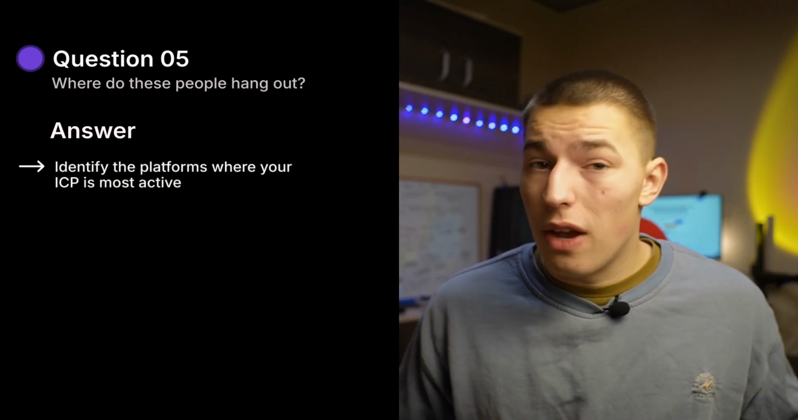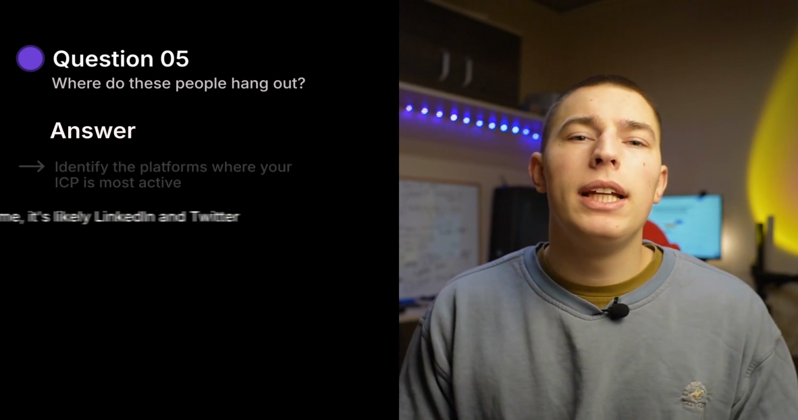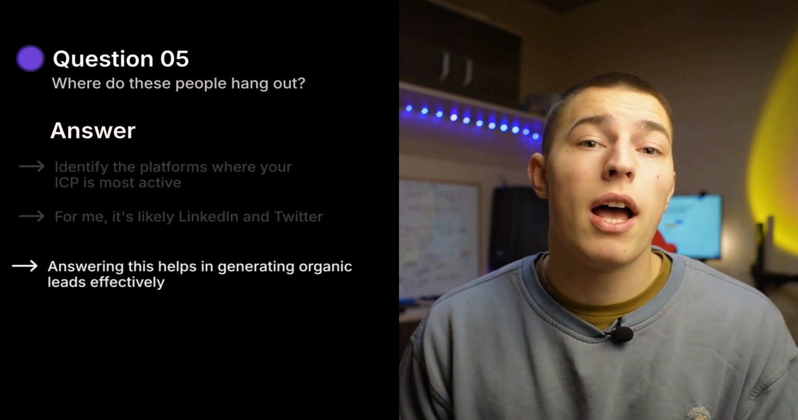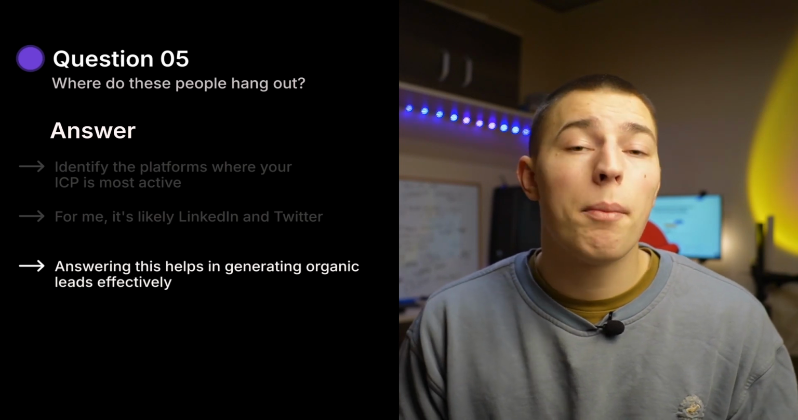Another question you can ask yourself is, where do these people hang out? Where does your ICP come together? Is it LinkedIn, Product Hunt, Facebook groups? What is it? For me, it's probably LinkedIn and Twitter. For you, it could be way different channels, but answering this will help us generate leads organically. We'll talk about that later on.